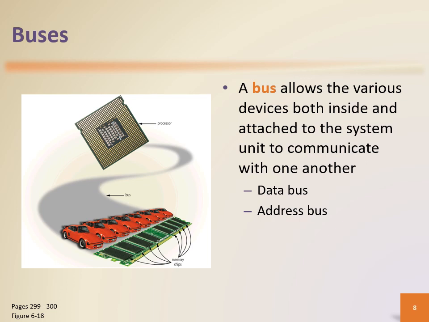So buses are of two types. One is the data bus and one is the address bus. A data bus, as the name indicates, is used to transfer the actual data, and the address bus is used to transfer information about where that data has arrived from and where it should reside in the memory. So the data bus contains all the data, and the address bus contains the address from where that data has actually arrived.